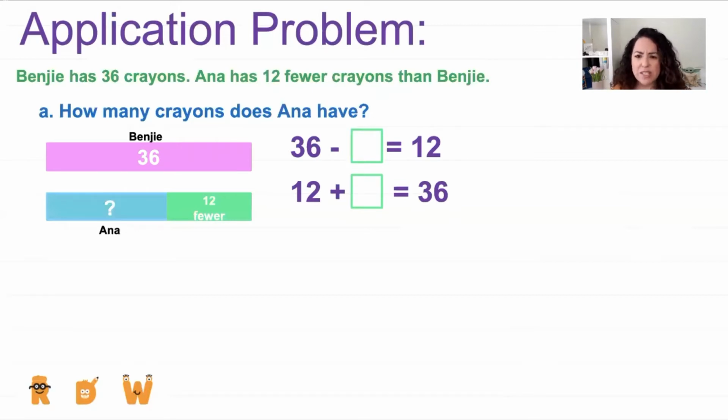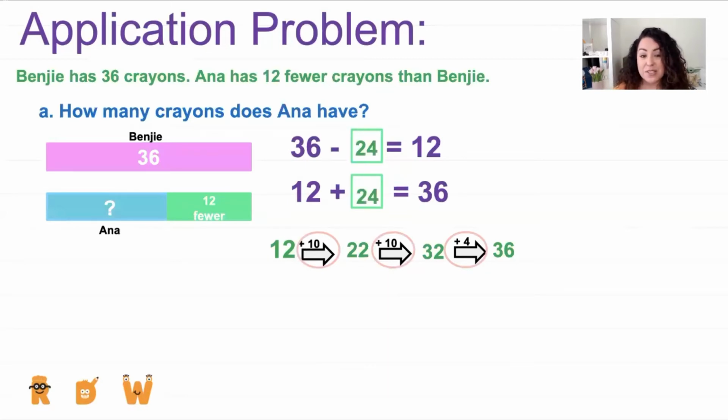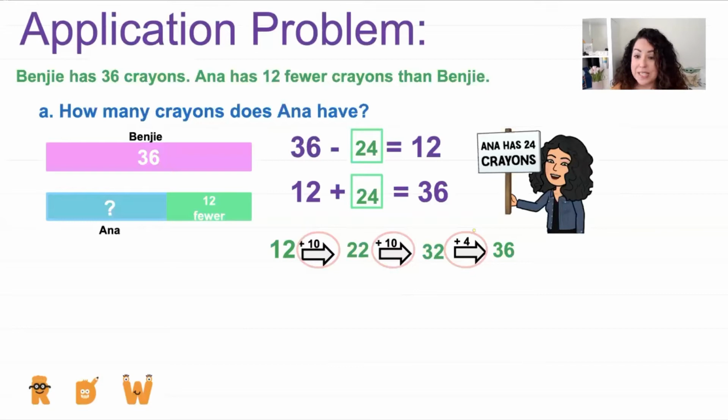So the way I'm going to solve this is with the arrow way. I'm going to start at 12, and then I want to end up at 36. So if I start at 12, let's just add 10. So 12 plus 10 is 22. I'm not quite at 36 yet, so let's add 10 more. And that's going to put me at 32. So how many more do I need to make it to 36? Well, I just need 4 more. So I can find my missing add-in by adding those numbers together. That is 24. So if I find the missing add-in, I also find how many crayons Anna has. So now we know that Anna has 24 crayons.